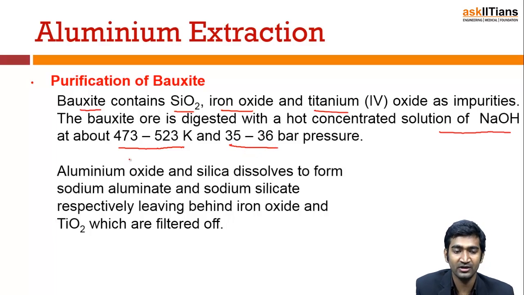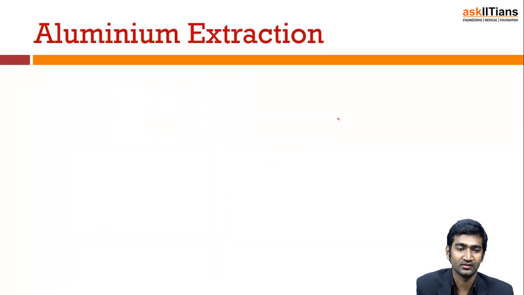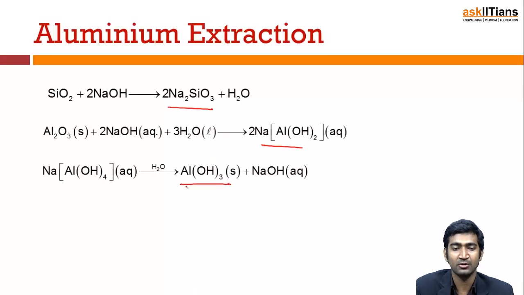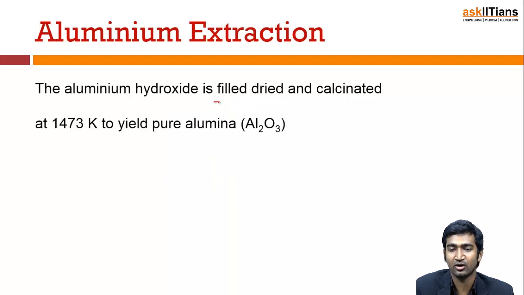So what happens? Your aluminium oxide and silica dissolve to form sodium aluminate and sodium silicate respectively, which leaves behind my iron oxide and TiO2. These two are filtered off, my iron oxide and my titanium oxide. So what remains is sodium aluminate and silicate. After this you can have your aluminium hydroxide, which is filtered off and dried.